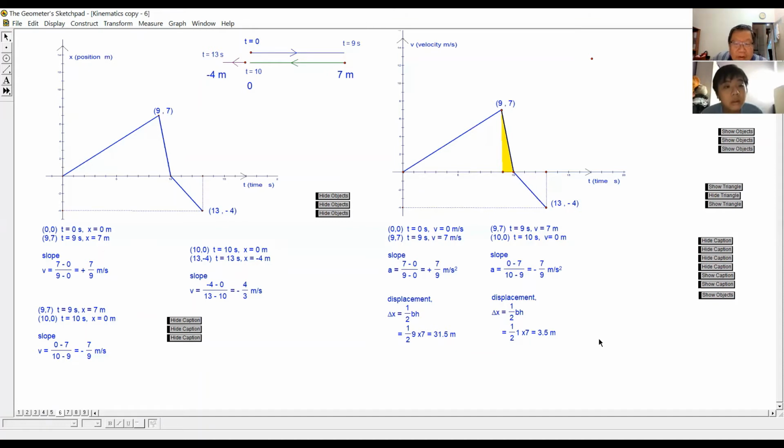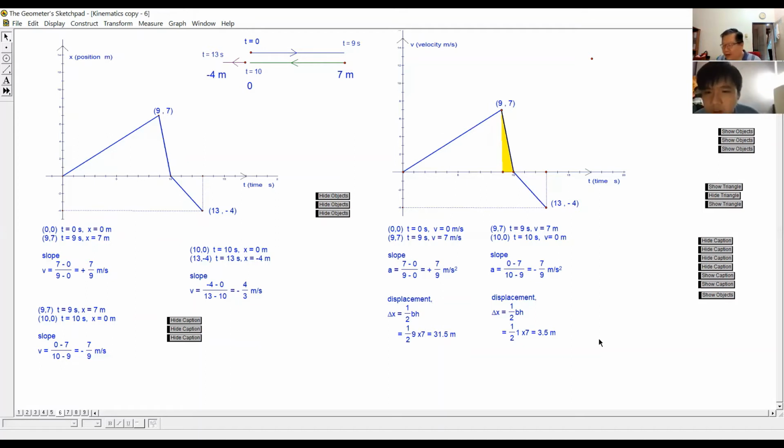Do you still remember what is meant by the change in displacement or not? Can you tell me again what is the change in displacement? The slope going down to the negative, is it? That is the velocity. That is the velocity, right?